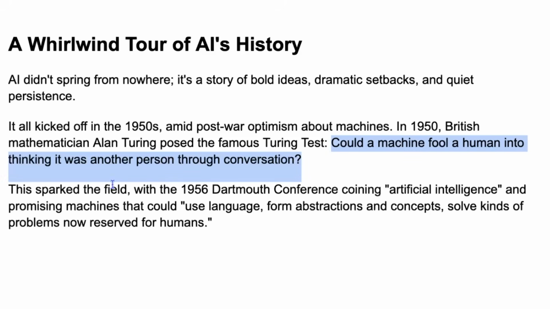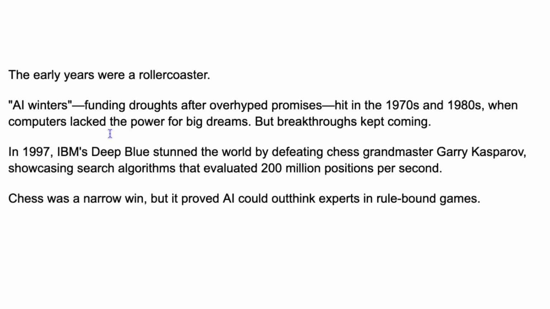And this sparked the field, with the 1956 Dartmouth Conference coining artificial intelligence and promising machines that could use language, form abstractions and concepts, and solve kinds of problems that are now reserved for human beings. And if you can imagine, during those early years, there were not very many people who supported this idea or even believed that it was feasible.